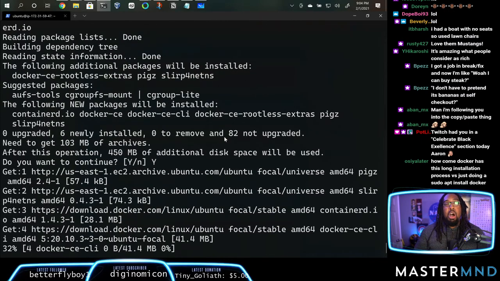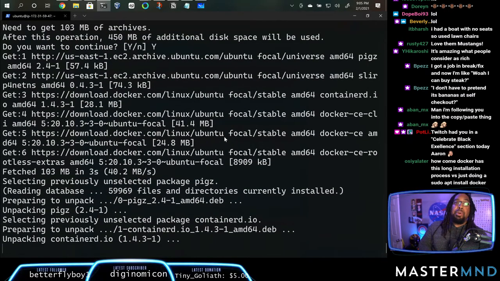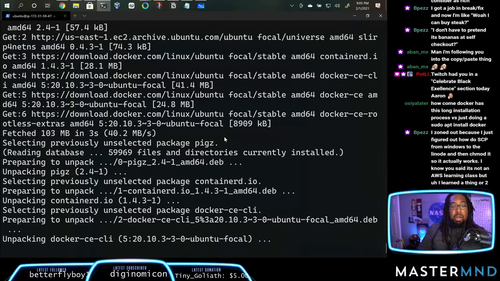And so all this did was set up our computer, get a couple things ready, grab the proper repositories to know where to go and get Docker from. And now it's installing those things.